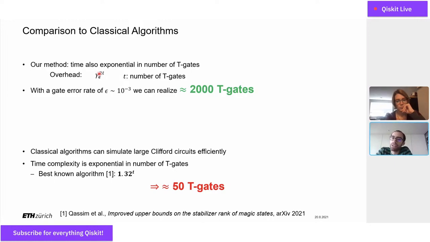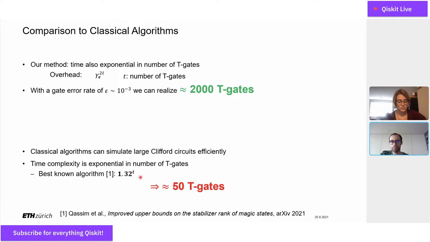Interestingly, this is a behavior that you can also see with classical simulation algorithms, because people have been trying, of course, to find the best possible way to simulate a quantum circuit on a classical computer. If you only have Clifford gates in your circuit, that is very easy, you can do that efficiently. But as soon as you have non-Clifford gates, it becomes very hard for the computer. In fact, the best possible classical algorithms typically have a runtime that is exponential in the number of T gates. I believe the best exponent that is known to date is 1.32 to the power of T.